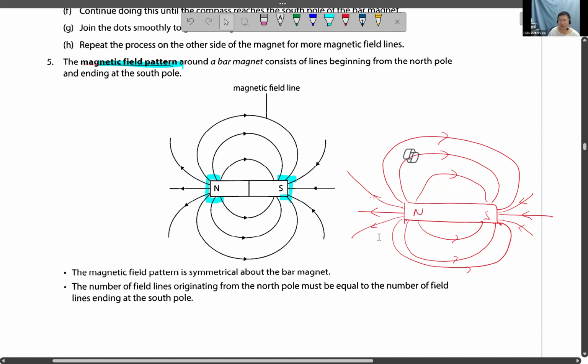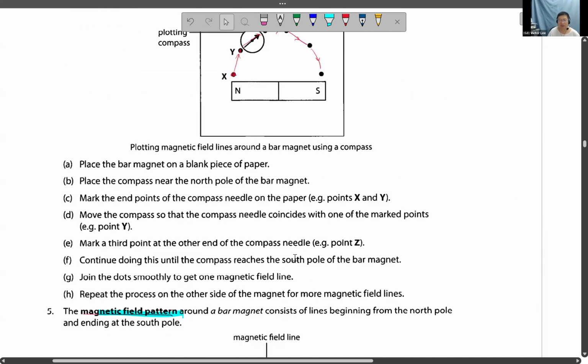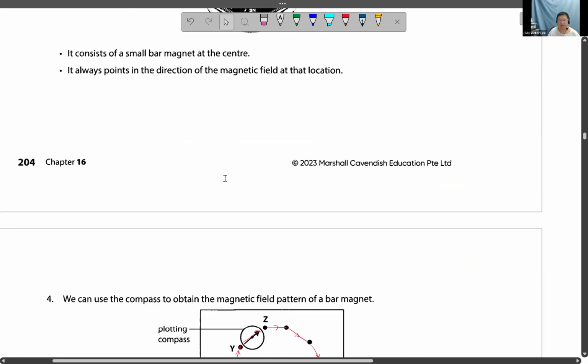How do you find this? In fact, you put a piece of paper over the magnet and pour iron powder on it. On the surface, it becomes like that. You can see the magnetic field lines.